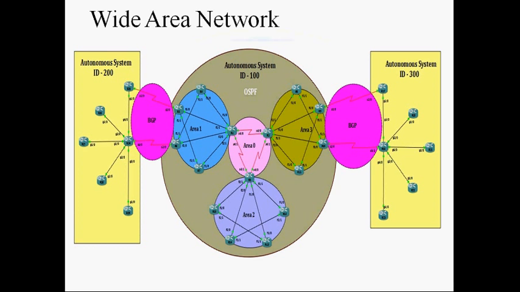In this diagram, in autonomous system 100, I converge all the routers by using the open shortest path first protocol, and autonomous systems 200 and 300 I converged. For converging the external gateway networks, I use BGP protocol, and then I will make it converged.